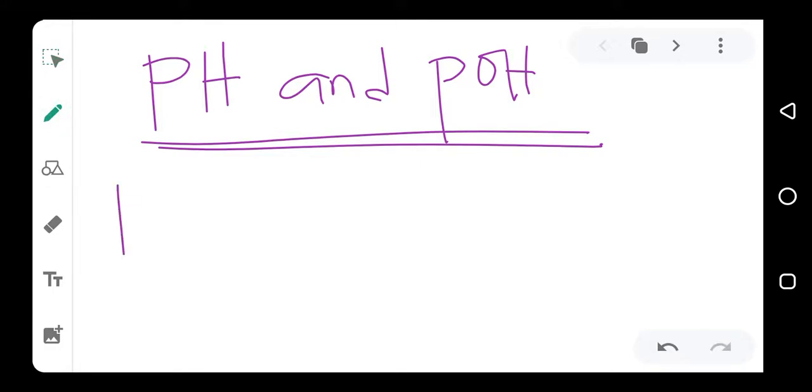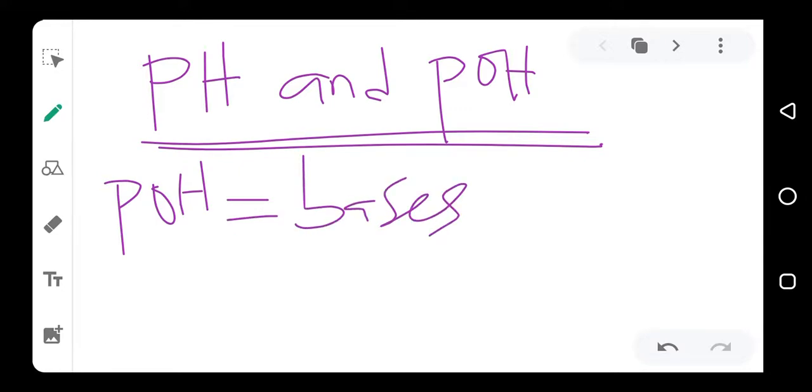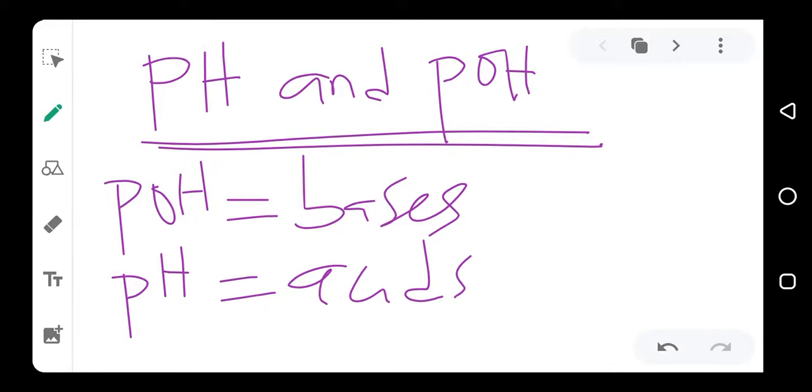pOH is used when we are talking about bases, and pH is used when we are talking about acids. That means that pH gives us the strength of acids, while pOH gives us the strength of bases.